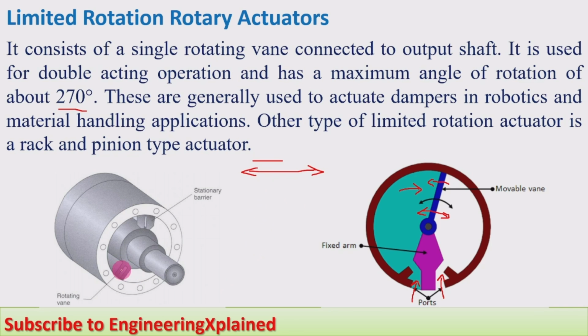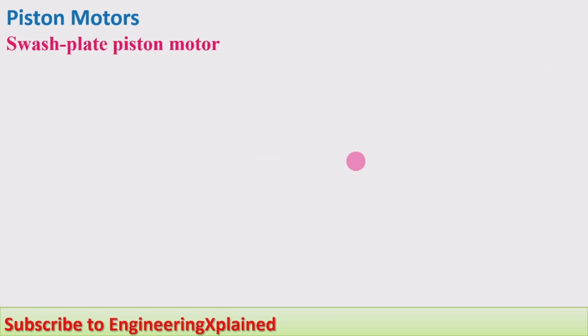Same will be here. This is the rotary vane which is connected to the shaft, and this is a stationary barrier. Up to this barrier it will rotate in one direction, and again come back and rotate up to this fixed barrier. Thus the shaft will rotate for that angle. This is what we call the limited rotation actuator, which swings or oscillates for a particular angle of rotation.